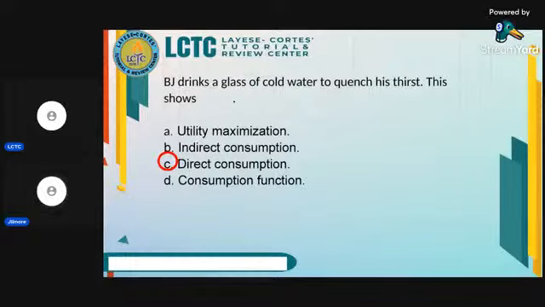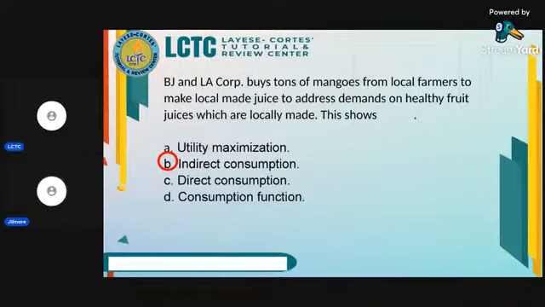Let's talk about consumption function. Consumption function, again, is the relationship between disposable income and consumption. The higher the disposable income, the higher is the capacity to consume. Disposable income, again, is the income that remains after subtracting taxes. That's disposable income. So disposable income can be spent for goods and services or it can be saved. Take note.